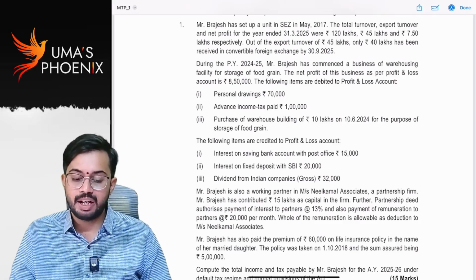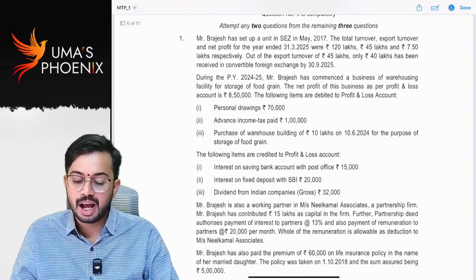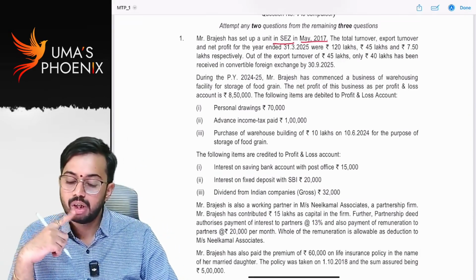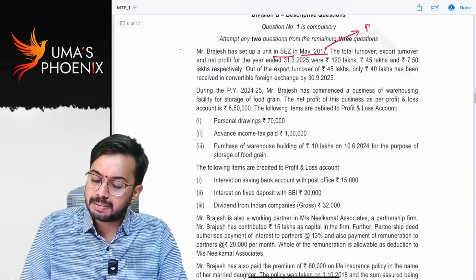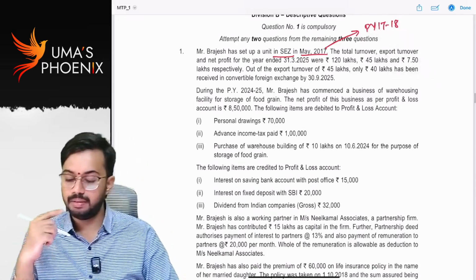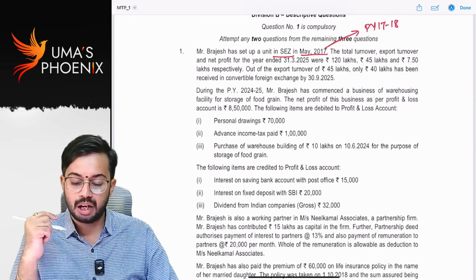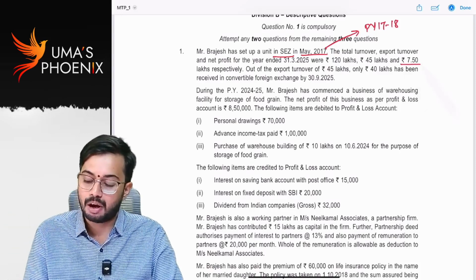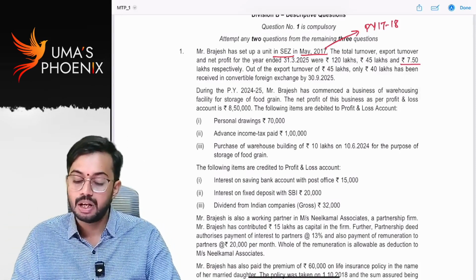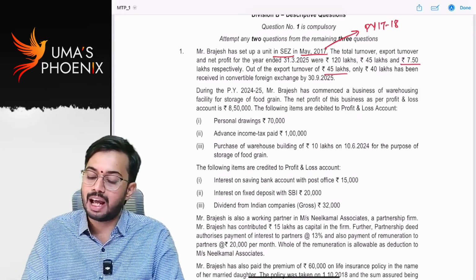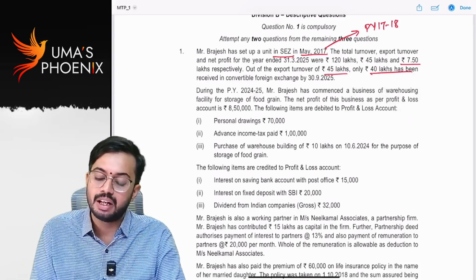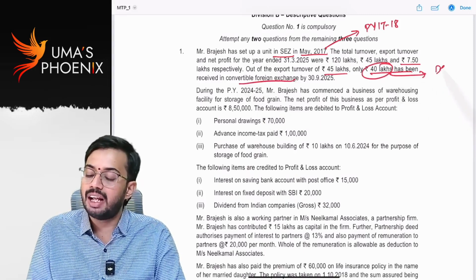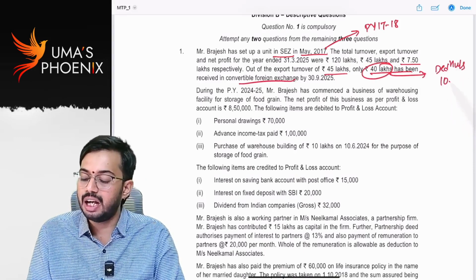Now let us see question number 1. Mr. Brajesh has set up a unit in SEZ in May 2017. May 2017 means previous year 17-18. The total turnover, export turnover and net profit for the year ended were 120 lakhs, 45 lakhs, and net profit 7.5 lakhs respectively. Out of export turnover of 45 lakhs, only 40 lakhs has been received in convertible foreign exchange. That means only 40 lakhs will be taken while calculating deduction under section 10AA. Okay.